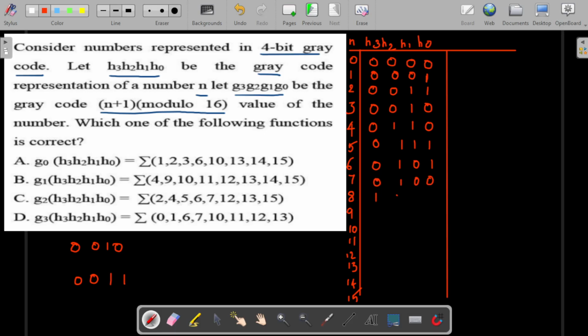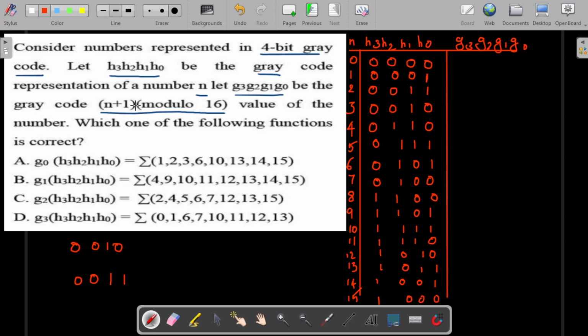8 is 1 1 0 0. So 9 can be written as 1 1 0 1. So 10 is written as 1 1 1 1. So 11 can be 1 1 1 0. So 12 is 1 0 1 0. So 13 is 1 0 1 1. So 14 is 1 0 0 1. So 15 is 1 0 0 0. Okay, now the next thing we have to find out is G3, G2, G1 and G0.